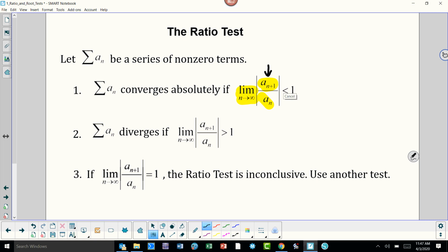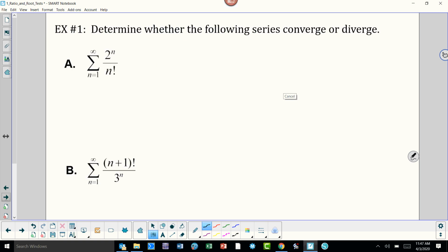If it's greater than 1, it diverges, okay? So greater than 1, definitely no good, diverges. If it equals 1, the test is inconclusive. And that's the unfortunate part about some of these tests. We can't always use them. So even though this would be our preferred test, sometimes it's inconclusive, and so we'll have to try something else.